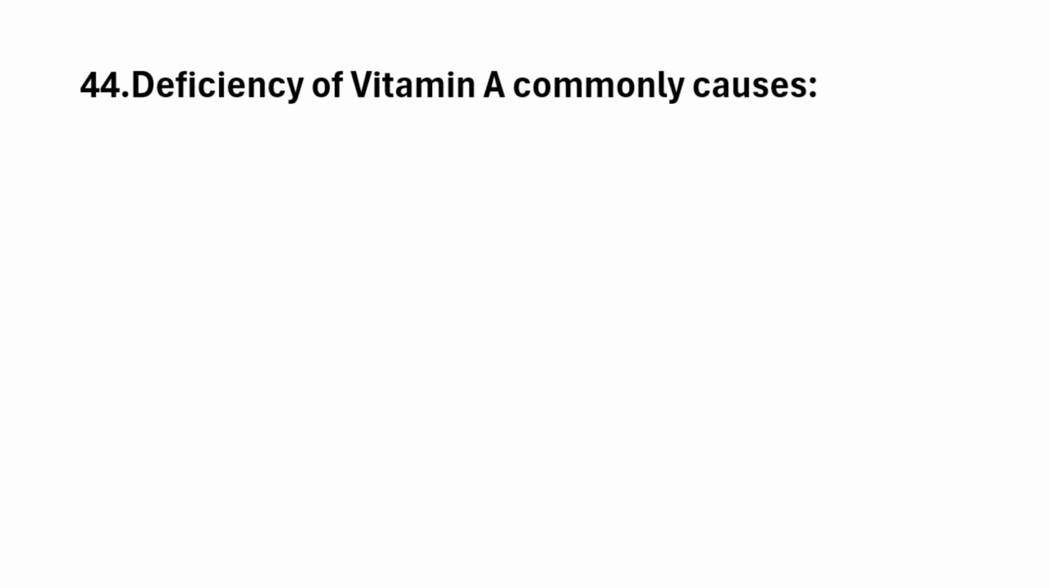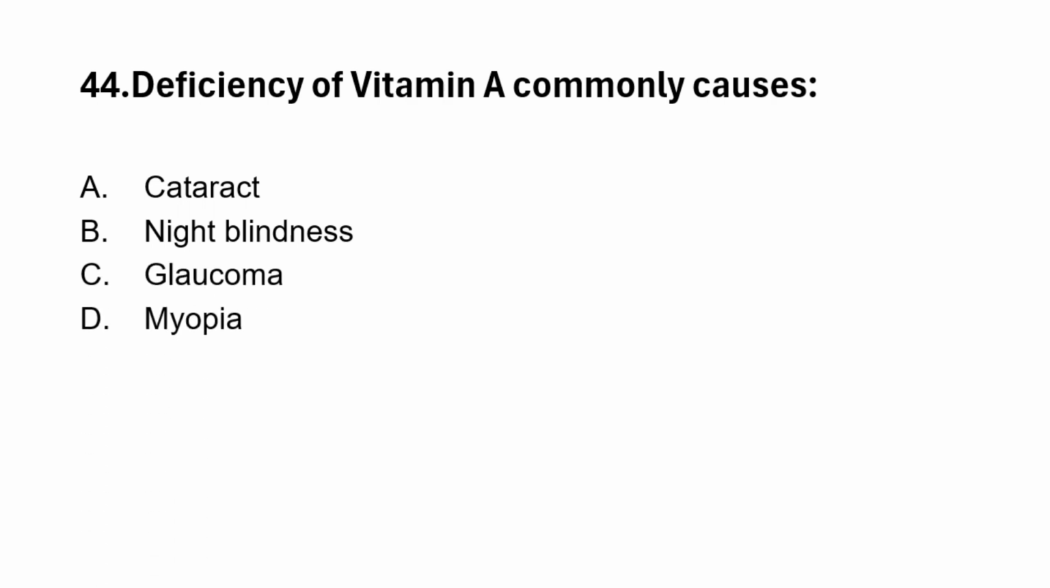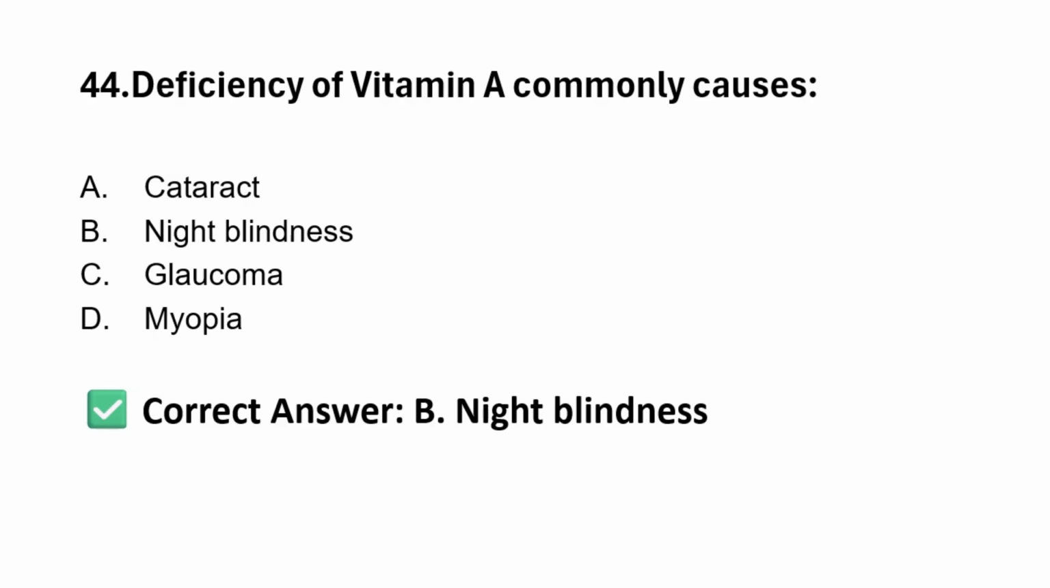So moving to the next question, question number 44. Deficiency of vitamin A commonly causes option A, cataract, option B, night blindness, option C, glaucoma, and option D, myopia. So the correct answer is option B, night blindness. Because vitamin A is needed for rhodopsin production, deficiency often causes difficulty seeing in dim light, known as night blindness.